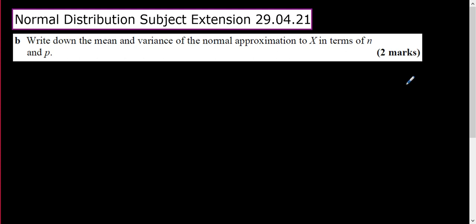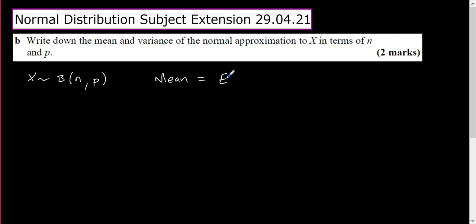So for part B, it says write down the mean and the variance of the normal approximation to x in terms of n and p. What we know about our binomial distribution is that x is distributed with a binomial distribution with n, the number of trials, and p representing the probability of success. The mean of this distribution, because we can calculate the mean of a binomial distribution, is not something we do in the A-level specification, but we can calculate it, and it then becomes the mean in the normal approximation.